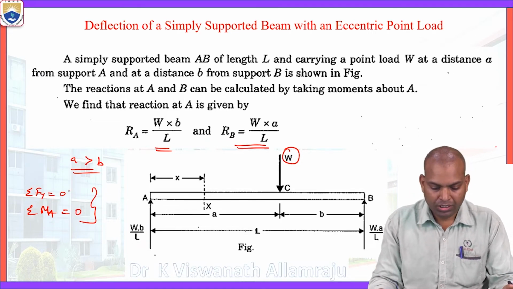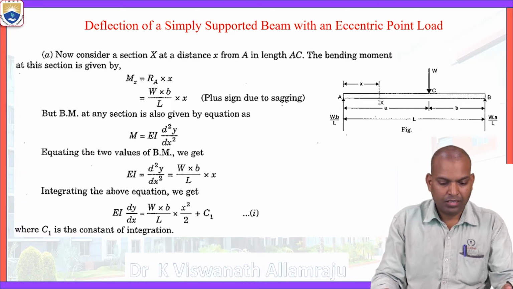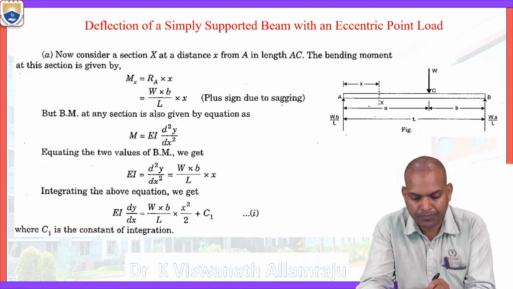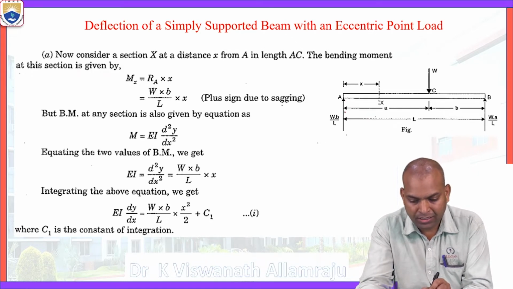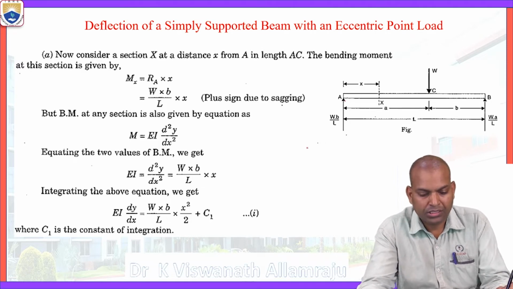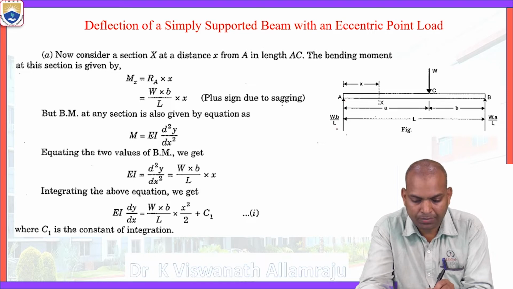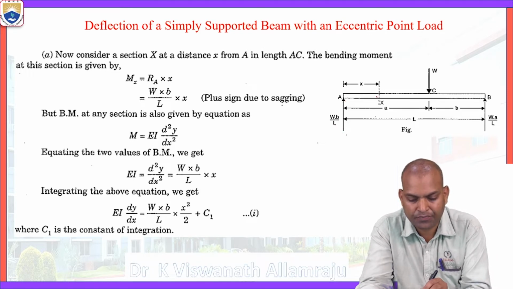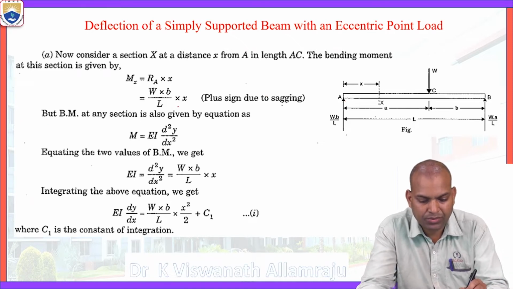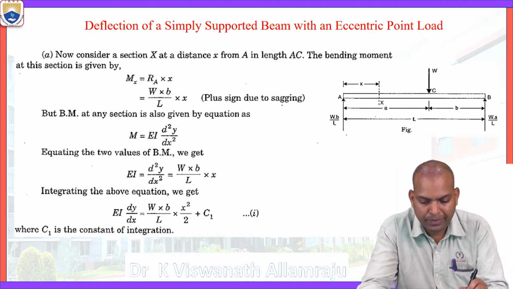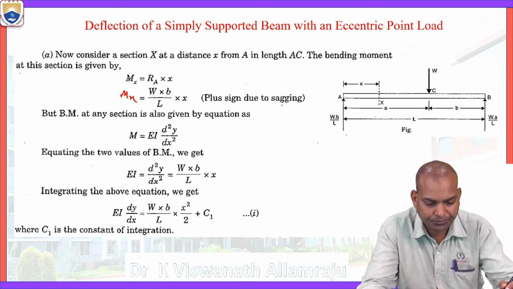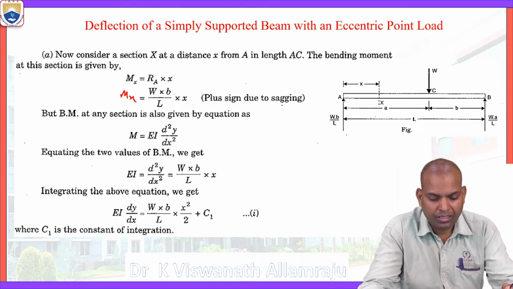Now we have to find out the bending moment at section X. So consider a section X at a distance of capital X in the length AC. The bending moment at this section is given by Mx equal to Ra times x, and the value of Ra is Wb by L, times x. Here the plus sign indicates it is sagging, so it is the positive bending moment.